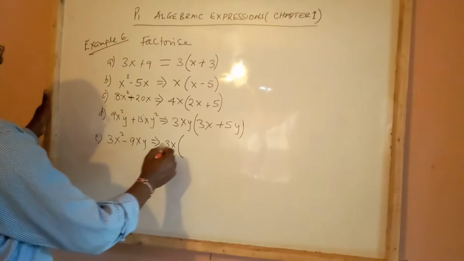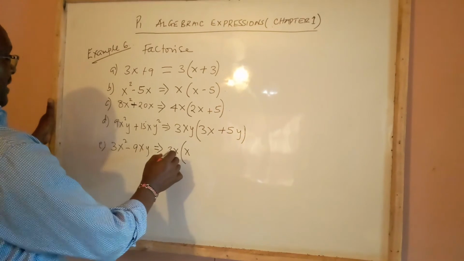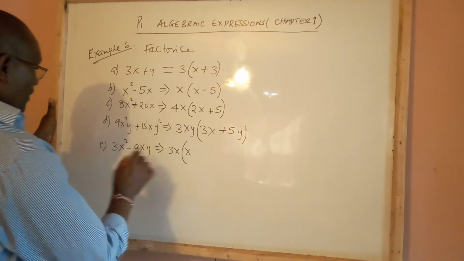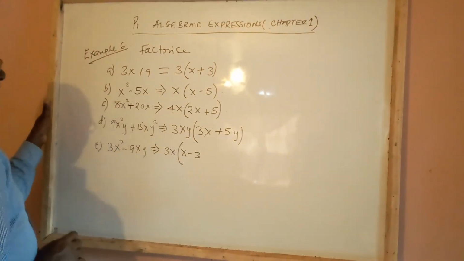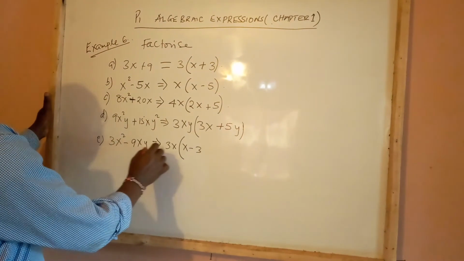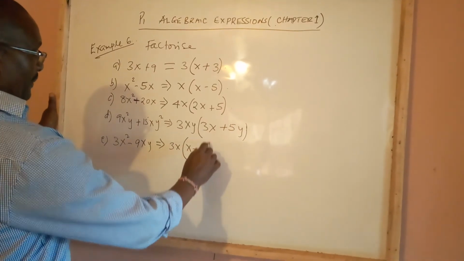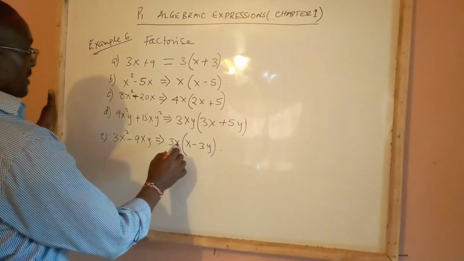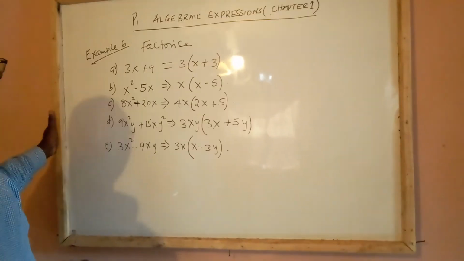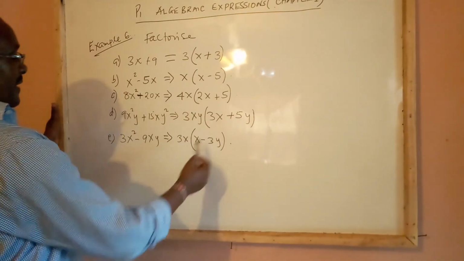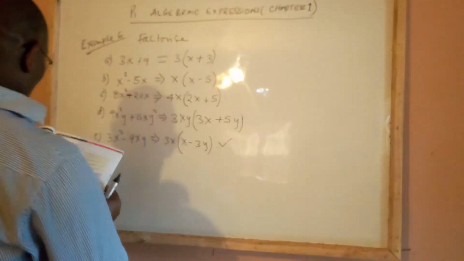3x squared divided by 3x, we have x. 9xy divided by 3x: first of all, 9 divided by 3, we have a negative 3 because we had negative 9. And x divided by x is 1. y divided by 1 is just y. Because we have no y in the first term, in place of y we can assume that we are having 1. And that is the final factorized expression.